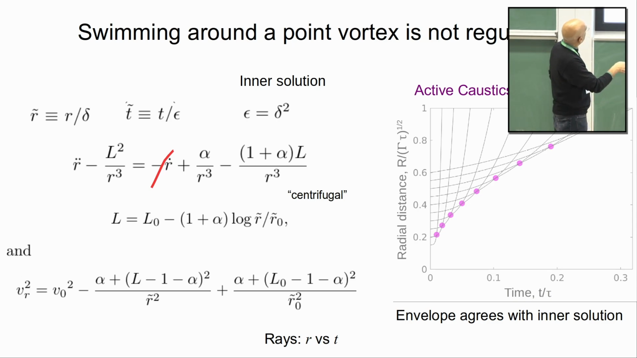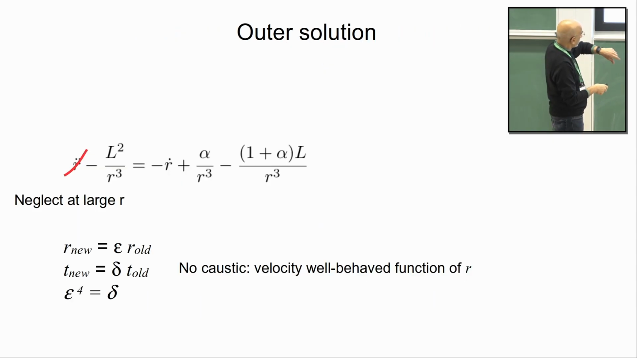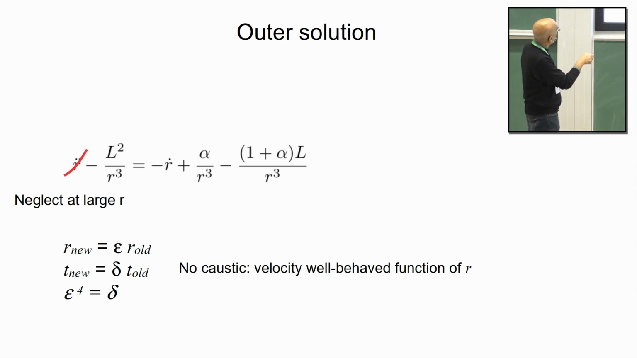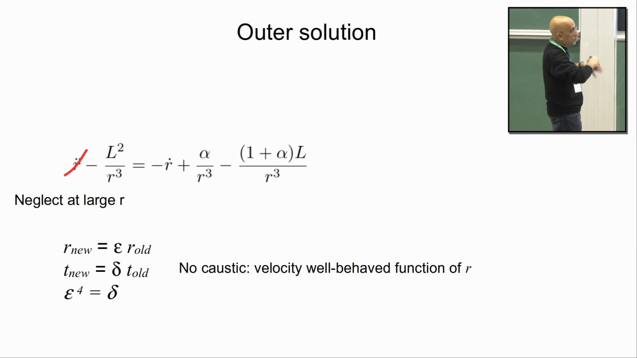You can analyze it by looking at the inner and the outer solution, at small r and large r. And you can derive the shape of this boundary in the small r inner region, and it agrees with what you measure numerically. You find that beyond a certain initial radius, there are no caustics. And in the outer region, you can argue that R double dot is unimportant, and therefore the velocity is a well-defined and non-singular function of R. So beyond a certain R, there's no caustics.